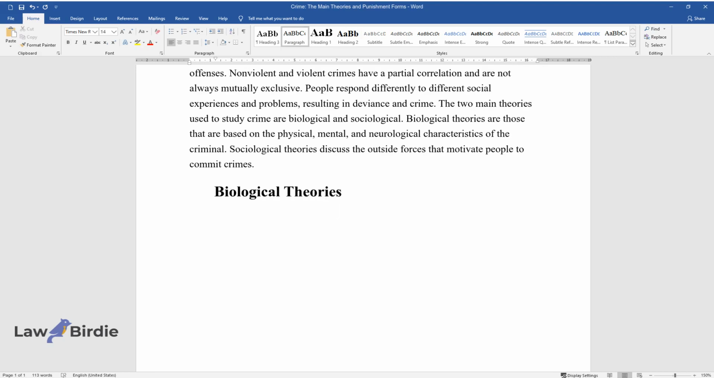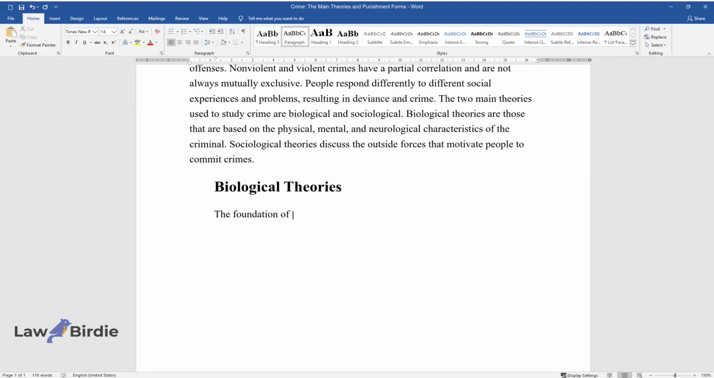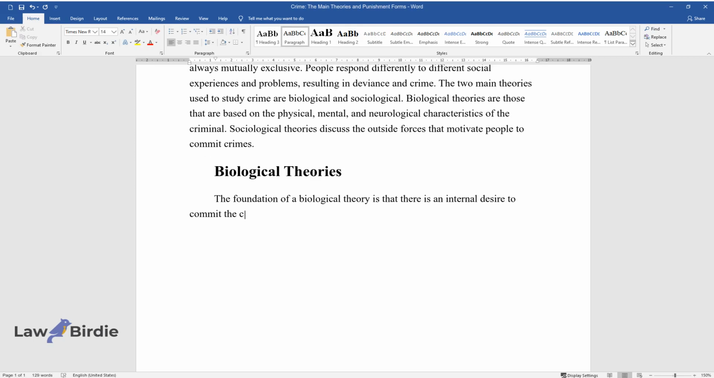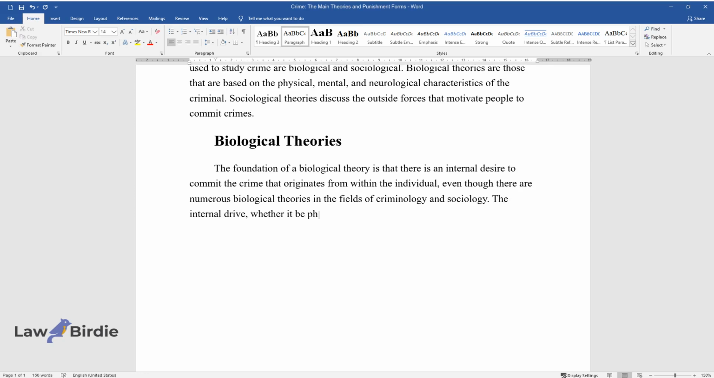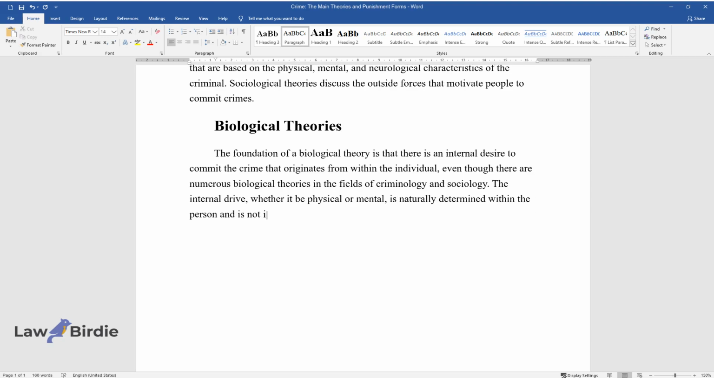Biological theories. The foundation of a biological theory is that there is an internal desire to commit the crime that originates from within the individual, even though there are numerous biological theories in the fields of criminology and sociology. The internal drive, whether it be physical or mental, is naturally determined within the person and is not influenced by the environment in which the person lives.